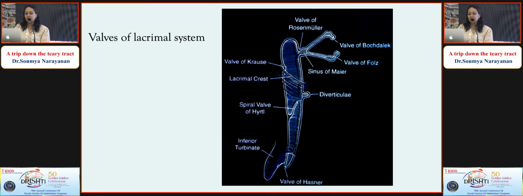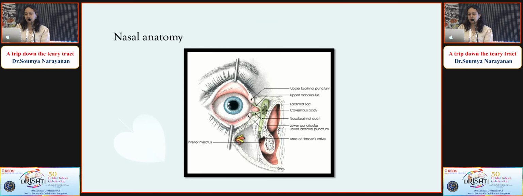So there are, other than the valve of Rosenmuller and Hasner, other named valves also in the system. The valve of Bochdalek and folds in the punctum, and other valves in the sac and NLD. So our anatomy of the lacrimal system won't be complete without nasal anatomy. We can see the lacrimal sac is corresponding to the middle turbinate, and the NLD is draining into the inferior meatus.